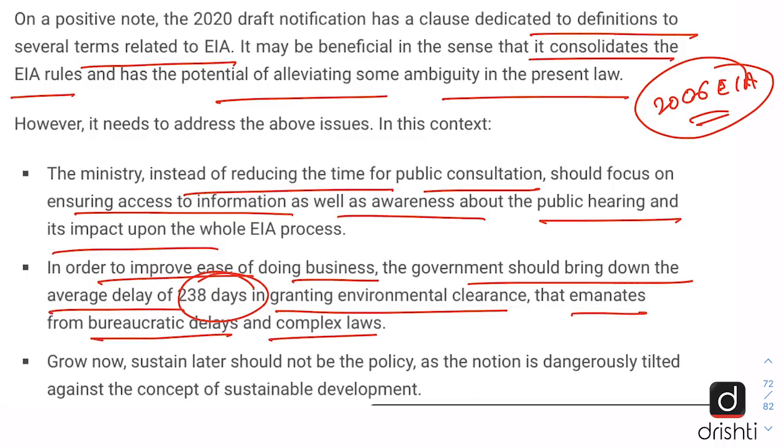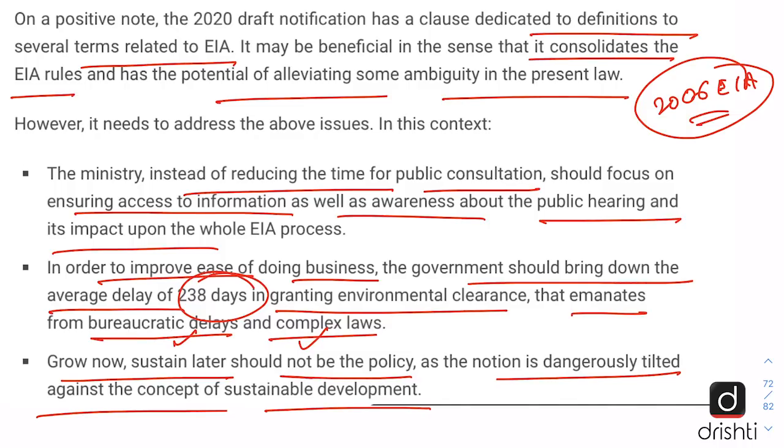So instead of cutting down on the days of public consultation, the bureaucratic delays and the complex laws need to be made simpler. And finally, "grow now, sustain later" should not be the policy, as this notion is dangerously tilted against the concept of sustainable development. So we should be only moving towards sustainable development and not development at any cost.